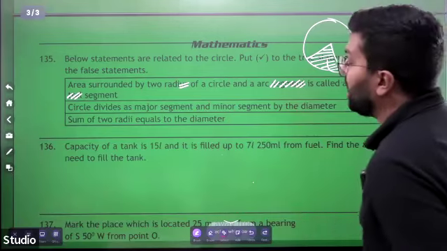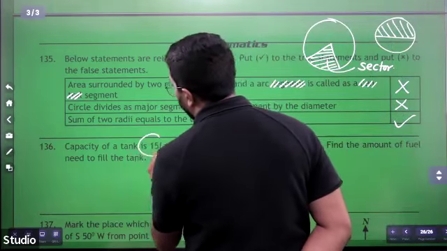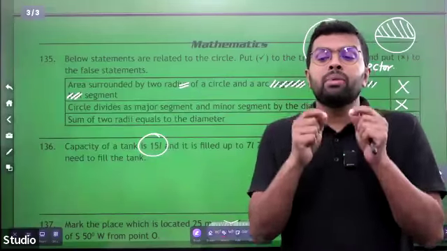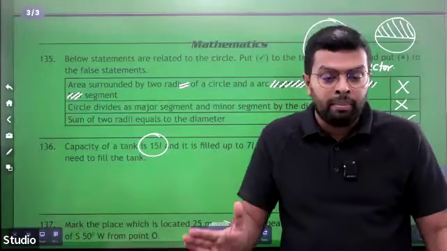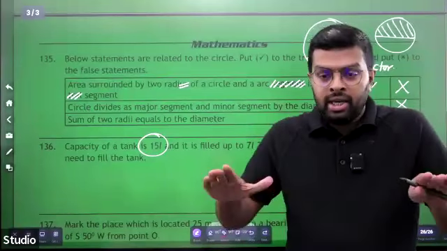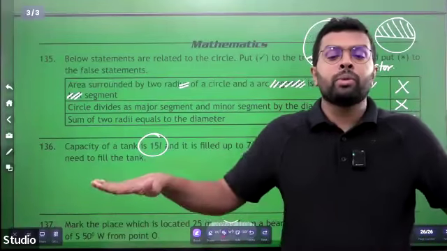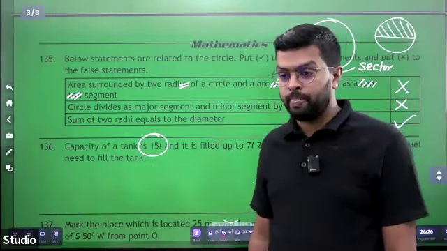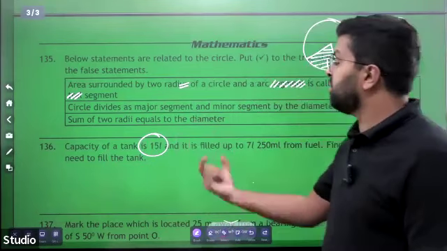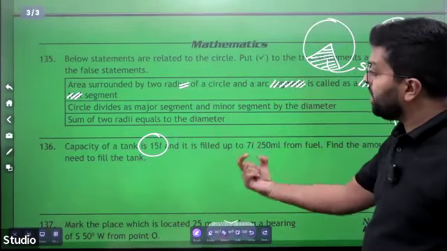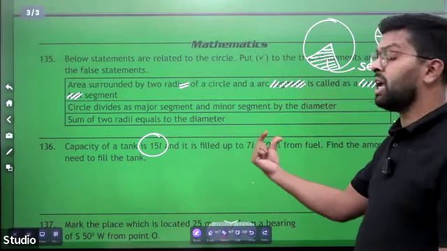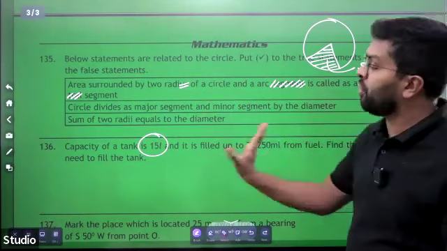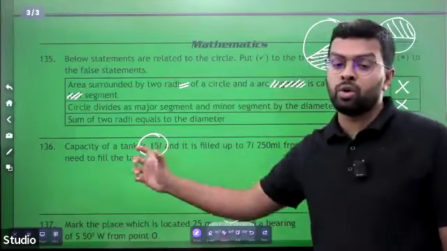Okay. Right. Capacity of a tank is 15 liters. Capacity means the maximum amount of liquid that you can fill into that particular tank. So that is what is called the capacity of that container. Capacity of a tank is 15 liters and it is filled up to a level of 7 liters and 250 milliliters of fuel. Find the amount of fuel needed to fill the tank totally.